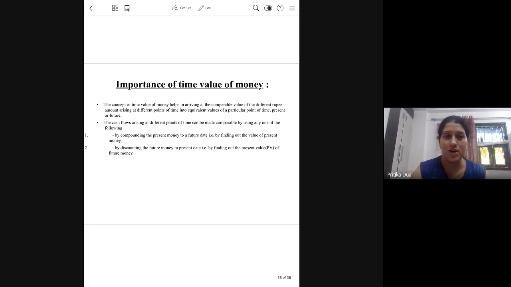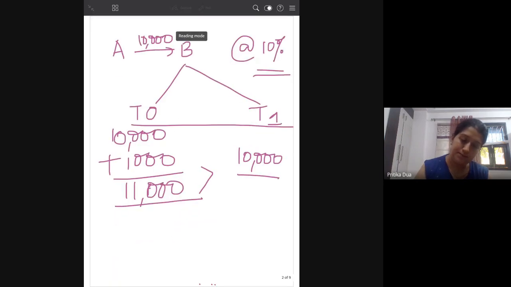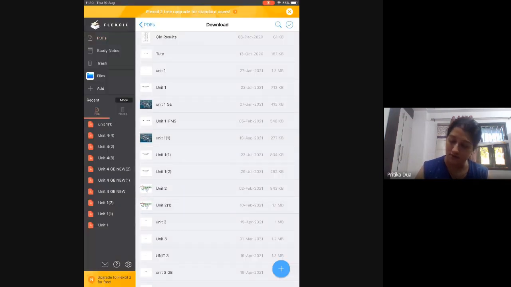So cash flows which are occurring over different periods of time can be brought to a standard form through the time value of money. So we are doing this practically, and for that we will be using time value of money tables. You need to carry tables from the next class, that is on Monday. We will start with the practical from this unit, just for your knowledge. I'll also show you the time value of money tables.